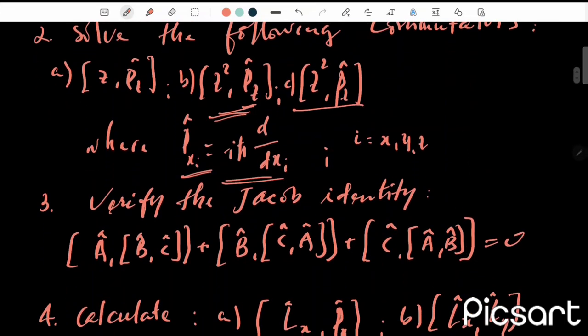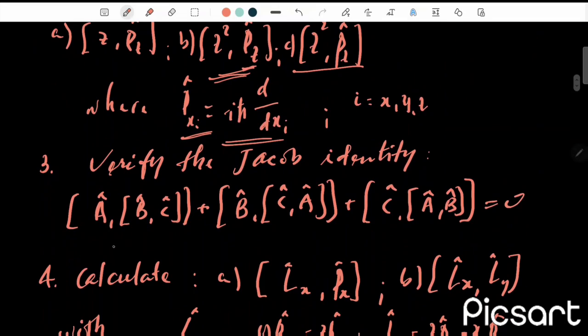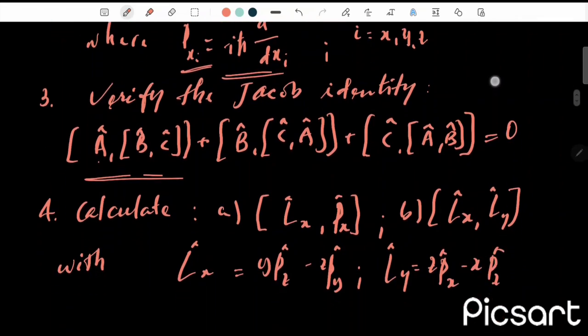The third exercise is to verify the Jacobi identity, which is this. Here we have the commutator of operator A with the commutator of B and C, plus the commutator of B with the commutator of C and A, plus the commutator of C with the commutator of A and B, and we must show that this is equal to 0.